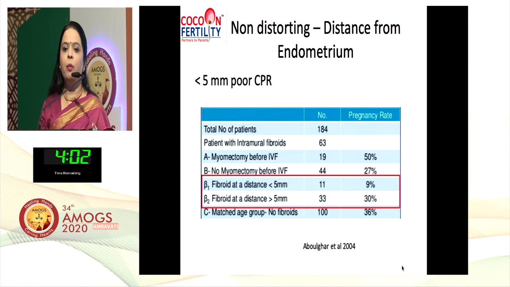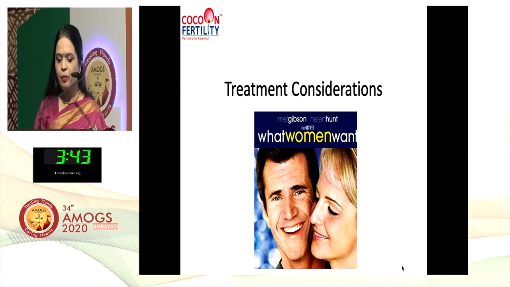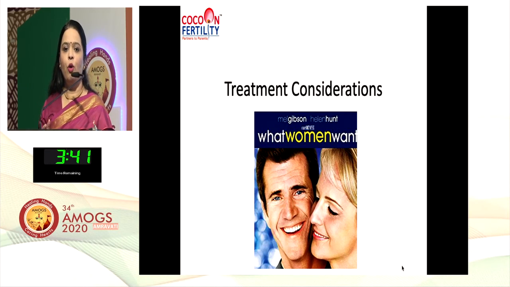Distance from the endometrium, and this is what I'm harping about, your endometrial myometrial junctional zone. Whenever the distance between the edge of your fibroid that you can clearly see on a good quality 3D is lesser than 5 millimeters from your endometrium, you are definitely going to get poorer outcomes as opposed to when it is more than 5 millimeters. So what do we want? What do my women want when they come to me for treatment?